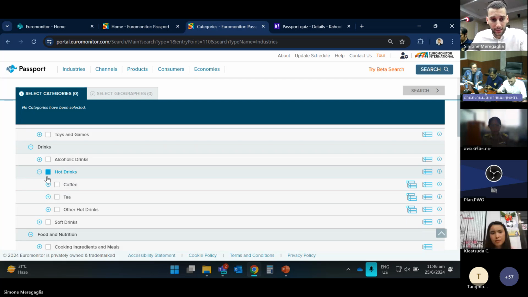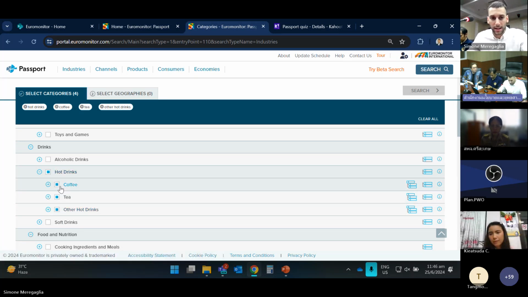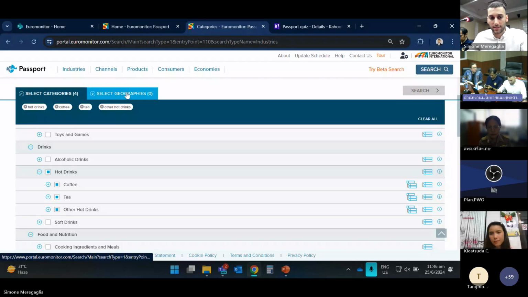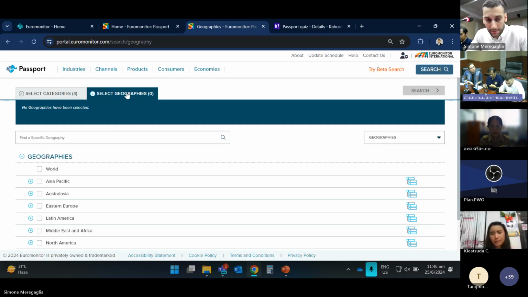So I open that and I click on hot drinks. I take coffee, tea, other hot drinks. If I don't want to go into the subcategories, I just keep it top level. It's okay. Then once I'm done, I can click on select geographies to see in which countries I want to find out information for coffee, tea, and other hot drinks.